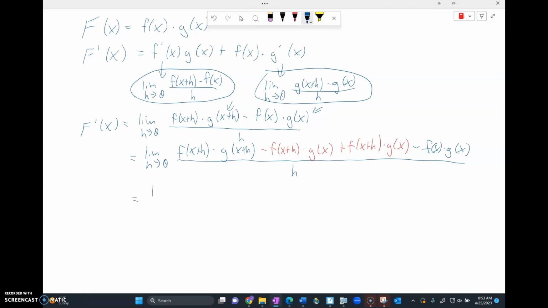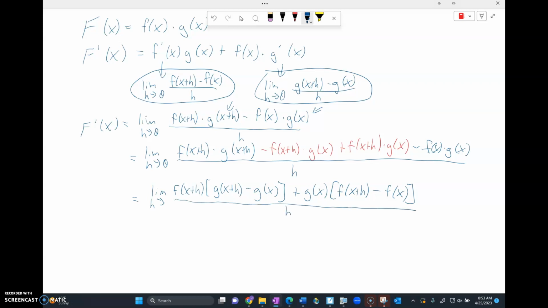see that I have the limit as h goes to 0. Notice I'm keeping that limit notation all the way through. But I'm going to factor out an f of x plus h. Right? And when I do that, I'm left over with g of x plus h minus g of x. And I'm going to do the same thing with the other one. Here I'm going to go ahead and factor out a g of x from both of the second two terms there. So if I pull out a g of x, I'm now left with f of x plus h minus f of x. Okay. Still all over h.